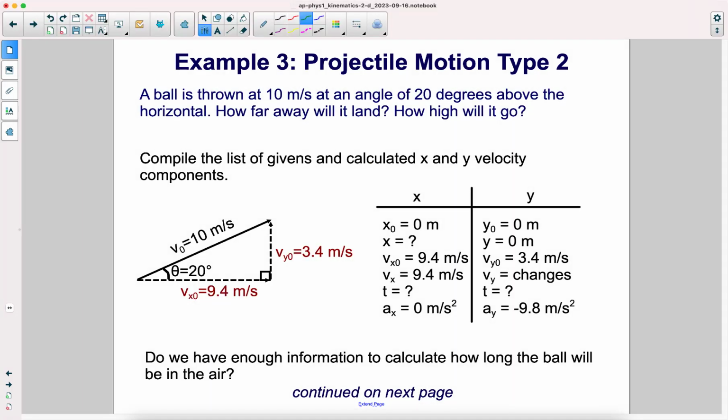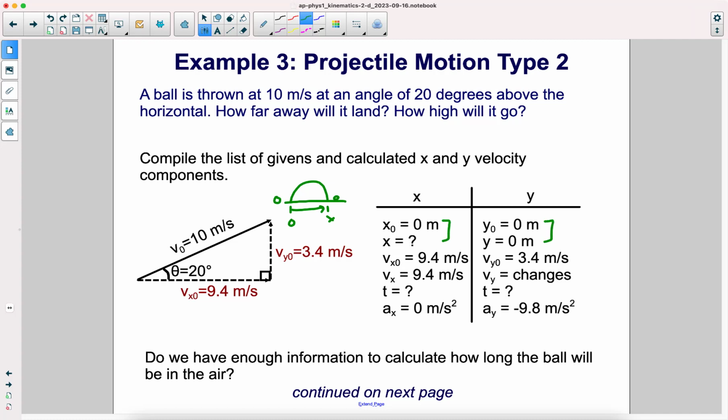Compile the list of givens and calculated x and y velocity components. Alright, so if we're assuming that the ball goes something like that, we're going to say that this is 0 meters, this is x over here, and we're trying to calculate how far that is. And in the y dimension, we're starting at a height of 0, and then it lands at a height of 0. So that gives us these four quantities here.